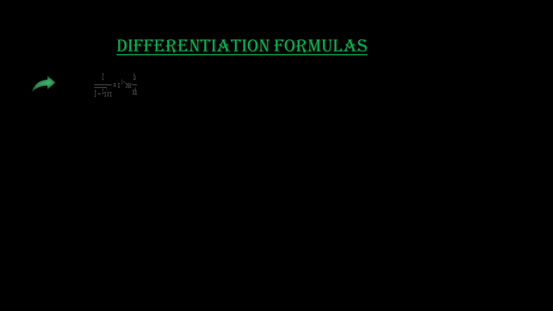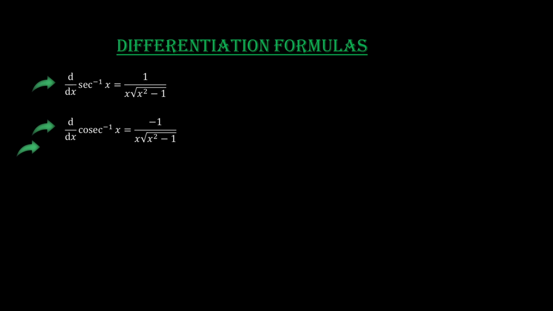Differentiation of secant inverse of x is equal to 1 by x root over x squared minus 1. Differentiation of cosec inverse of x is equal to minus 1 by x root over x squared minus 1. Differentiation of e power x is equal to e power x. Differentiation of root x is equal to 1 by 2 root x.